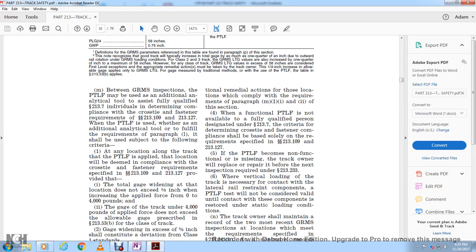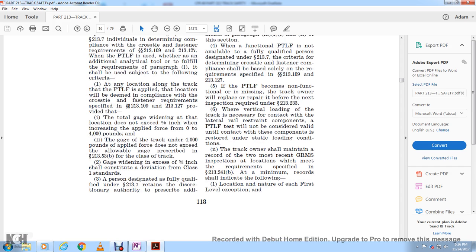It shall be subject to the following criteria. A location along the track where the portable track loading fixture is applied may be deemed in compliance with the cross-tie and fastener requirements specified in 213.109 and 213.127, provided the total gauge widening at the location does not exceed 5/8 of an inch when the lateral force is increased from 0 to 4,000 pounds.